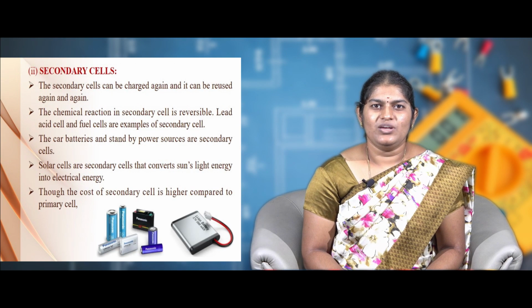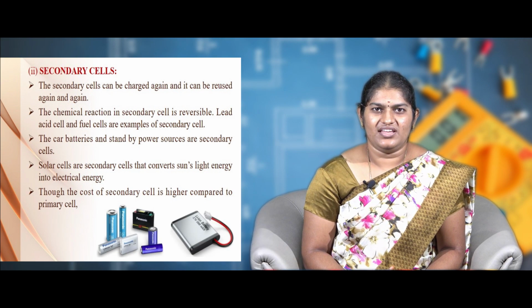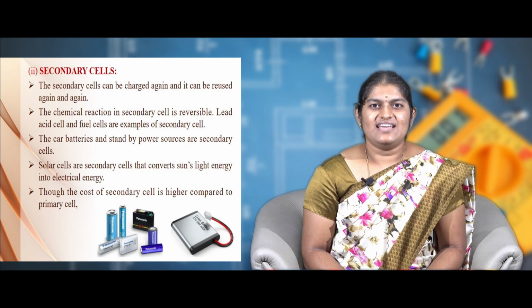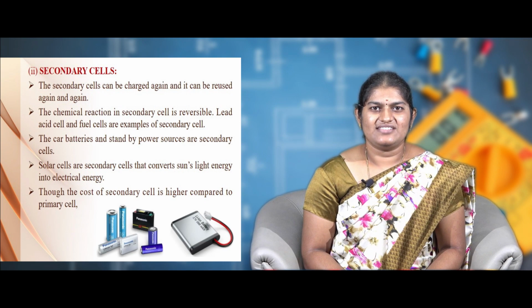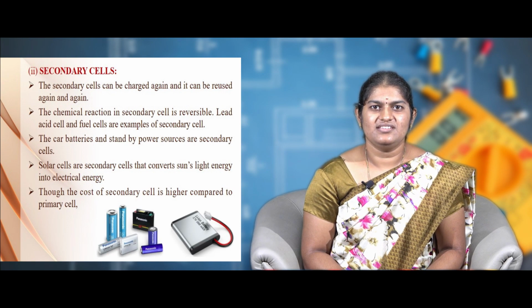Next we are going to discuss what is meant by a secondary cell. A secondary cell can be charged again, so it can be reused again and again. The chemical reaction of a secondary cell is reversible. Lead acid cell and fuel cell are examples of secondary cells. A car battery and standby power supply are secondary cells. The solar cell is a secondary cell which converts light energy into electrical energy. The cost of a secondary cell is very high when compared to primary cells.